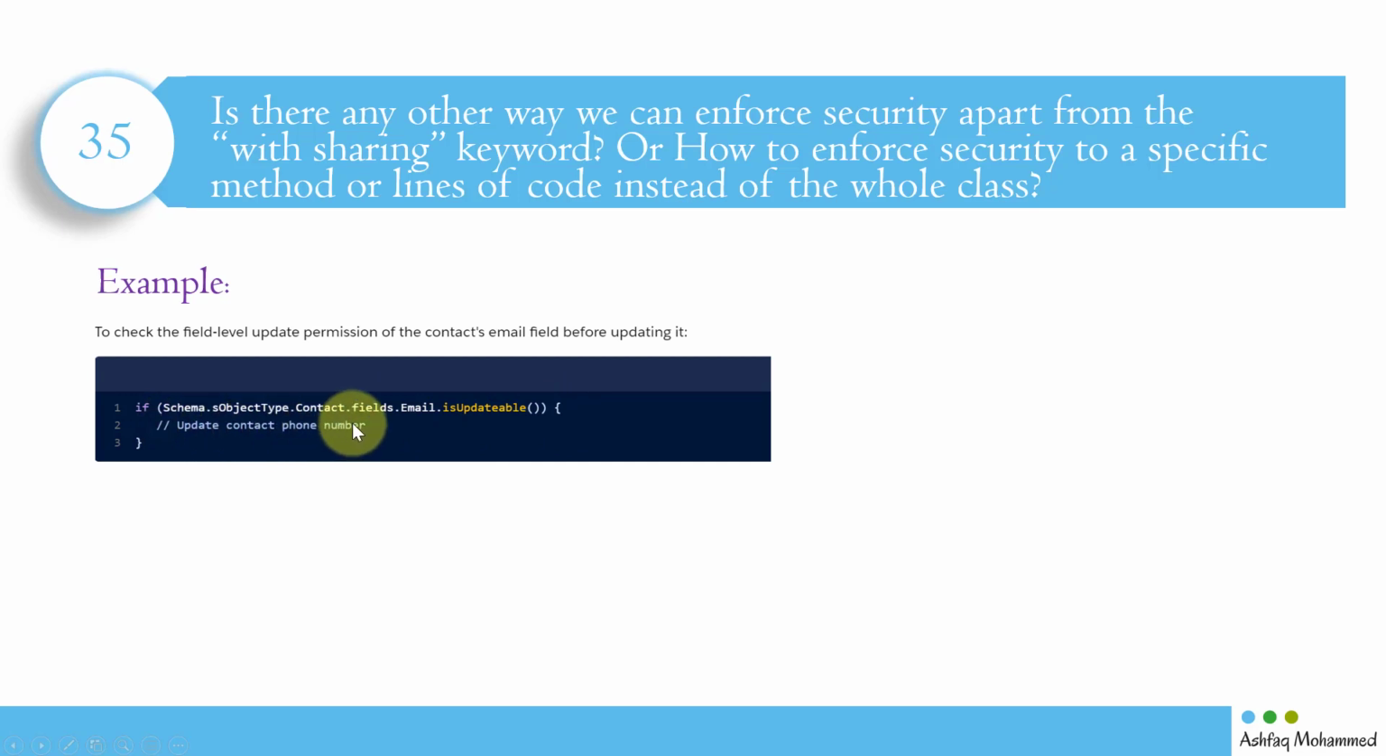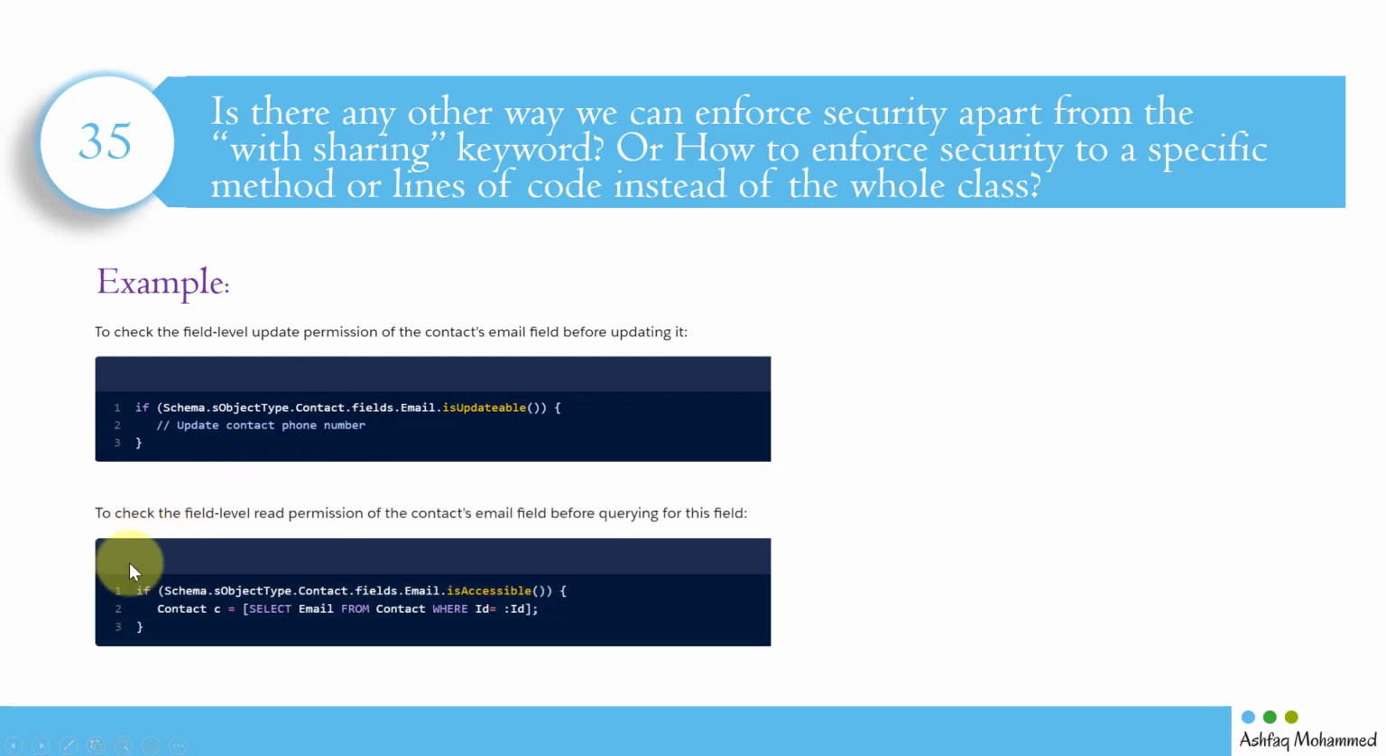and whatever code we write over here will be executed, right? In a similar way, we can check the field level read permission of the contact's email field before querying for this field. So I'm trying to query that field. You remember I discussed in my last video that if the user doesn't have access to some fields and we are enforcing with the sharing keyword, then the problem might be that it will throw an exception because that user itself doesn't have access to that field, right? So this is the best way we can check whether that particular field is accessible for that particular user or not, right?